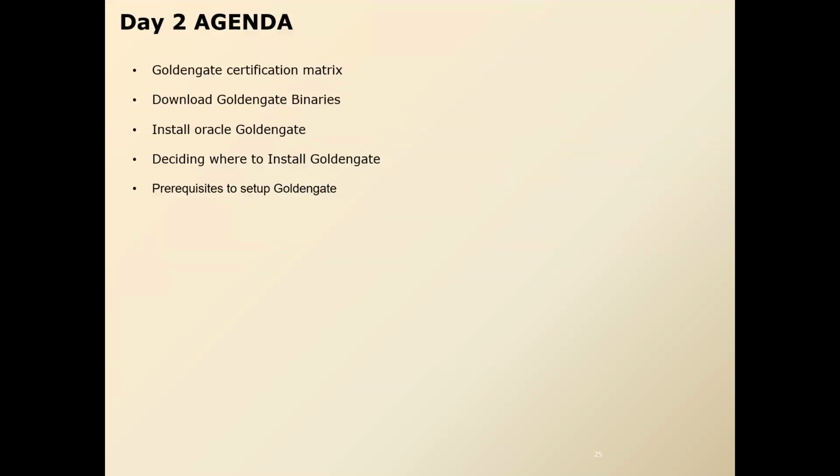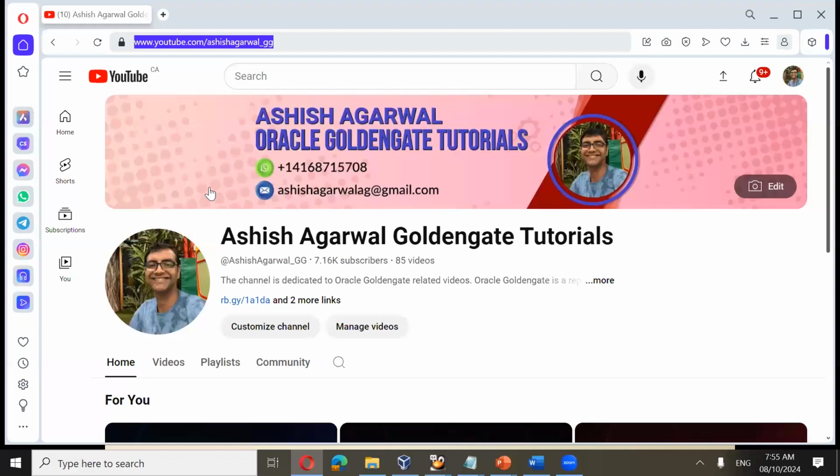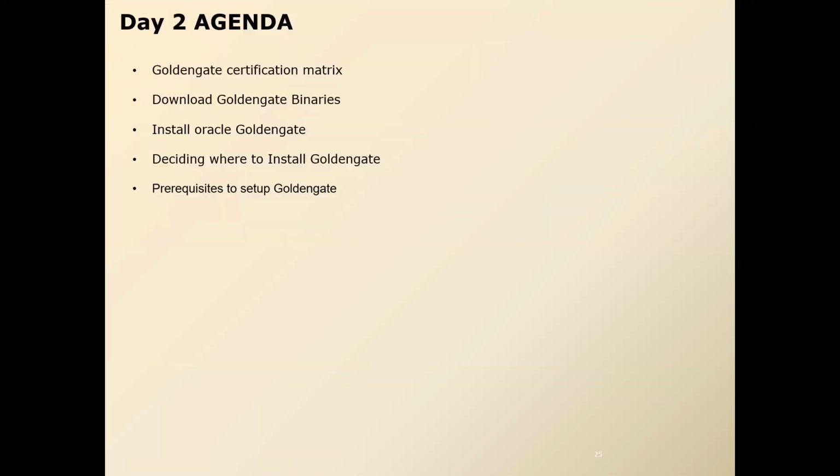In today's session, we are going to discuss the Oracle Golden Gate certification matrix. We are going to discuss how to download Golden Gate binaries, how to install Oracle Golden Gate, and the difference between 19C and 21C Golden Gate installation. Then we'll discuss the different options to install Oracle Golden Gate, like what is Golden Gate Hub and where you should be installing Oracle Golden Gate. And if time permits, we'll also discuss the prerequisites to set up Golden Gate, but I don't think we'll get to that. Okay, so let us discuss it now.